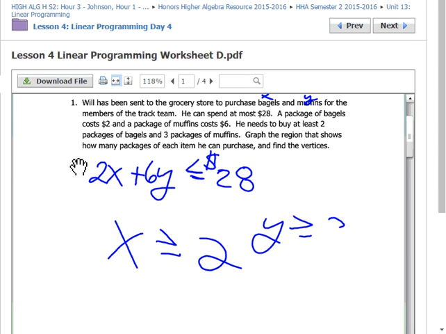Greater than or equal to 3. Good. All you got to do now is graph all these things. And I can make a rough sketch of it. I'll tell you generally what it looks like.